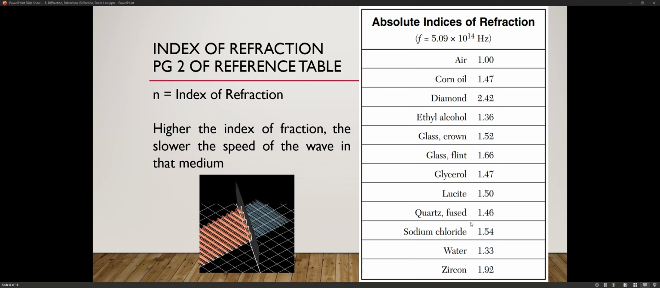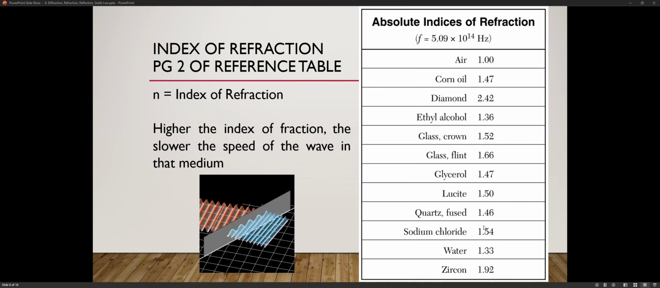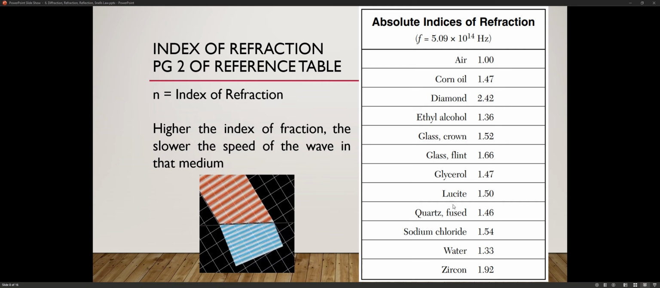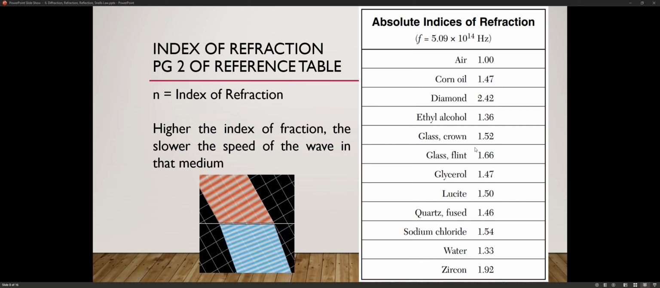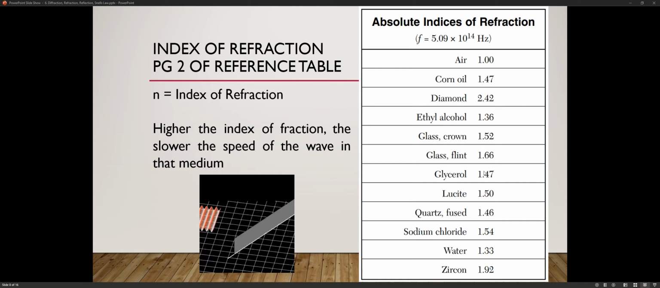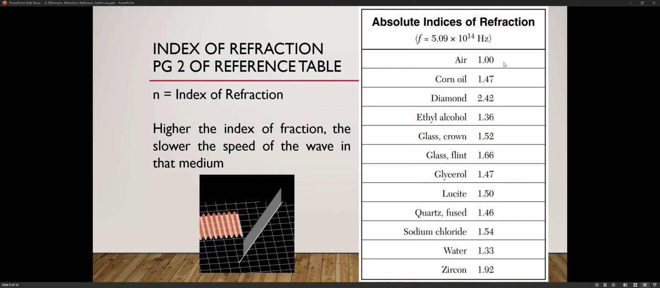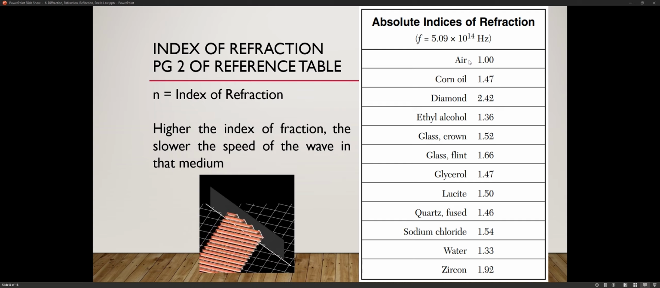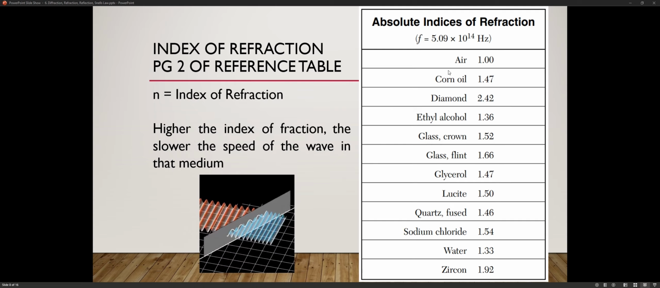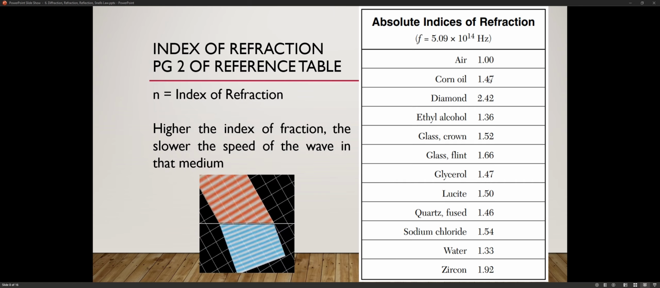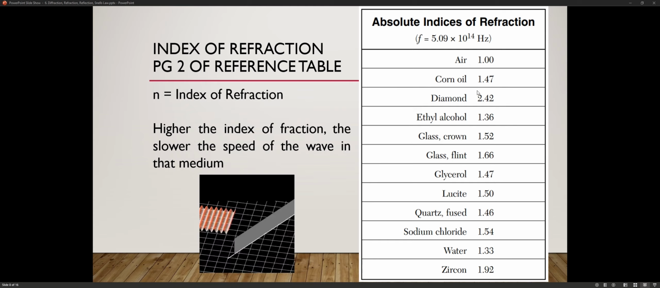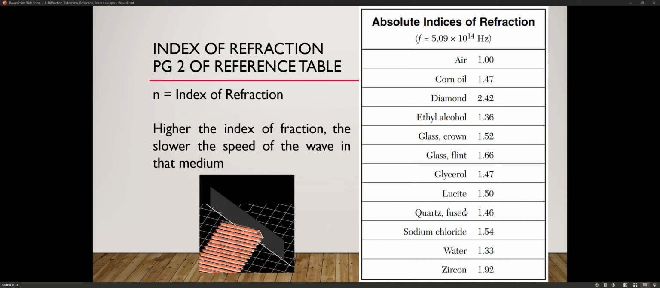And these numbers right here are basically saying how hard it is for light to travel through each of these materials. The higher the number, the slower light will travel in these materials. So in air, you have an absolute index of refraction of 1. Well, if you try shining light into corn oil, light is going to travel a bit slower because the index of refraction is now 1.47. So it's basically the more dense the material, the slower light will travel in it. All right.